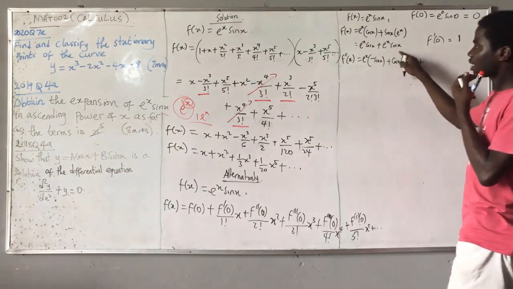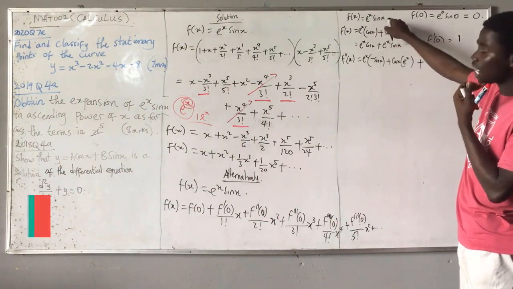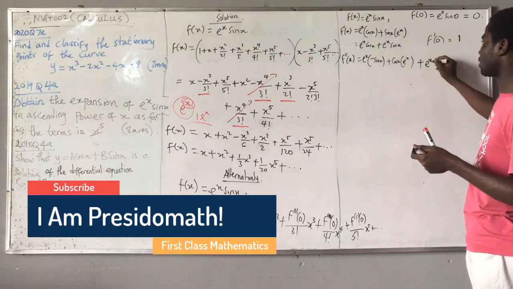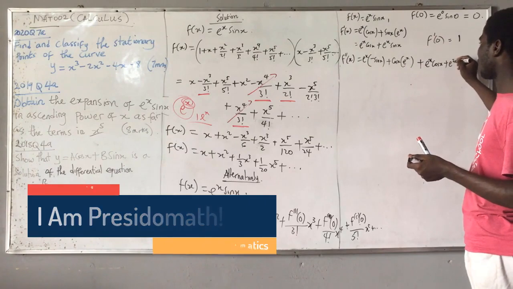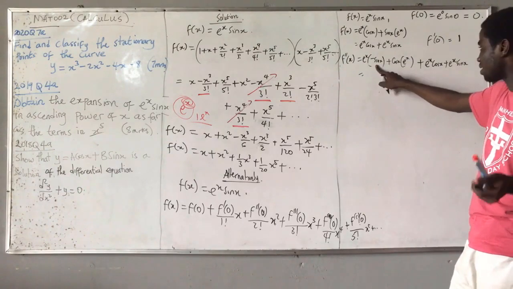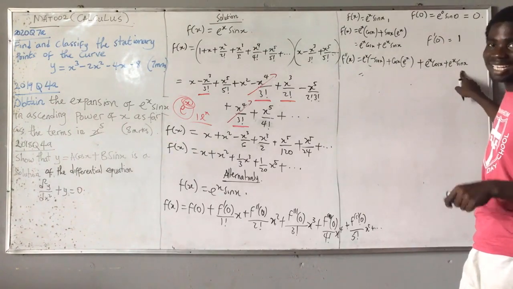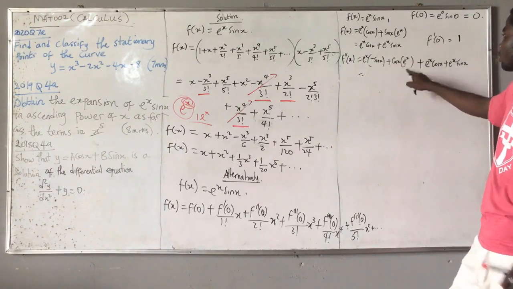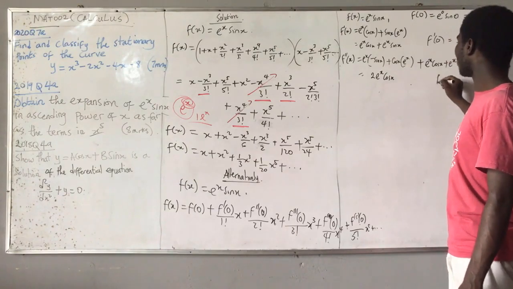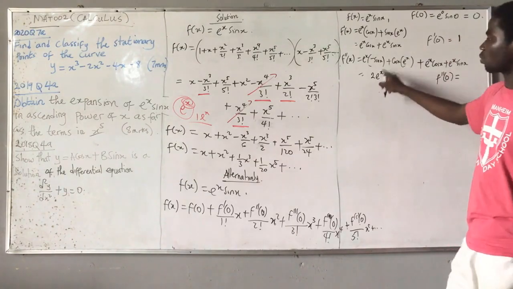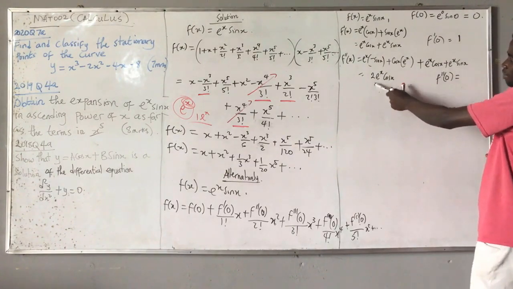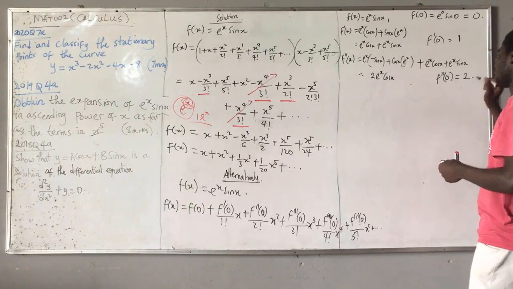Plus, now this one, you differentiate e raised to power x sin x. When I differentiated it, this was the answer I got: e raised to power x cos x plus e raised to power x sin x. So minus e raised to power x sin x plus e raised to power x sin x, the answer is 0. I'm left with this one and this one. This will become 2 e raised to power x cos x. So you will now do f double prime of 0. E raised to power 0 is 1, cos 0 is 1. The answer is 2.